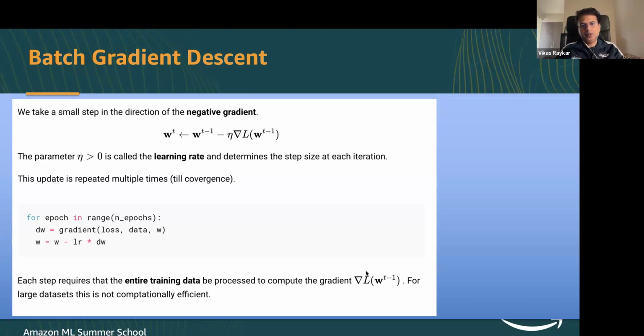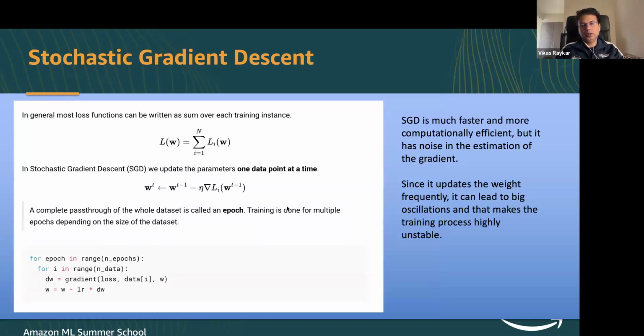While this works, for very large data sets, which most of the time ours are, computing the gradient over the entire data set is not computationally feasible. This motivates the most popular algorithm, called stochastic gradient descent.